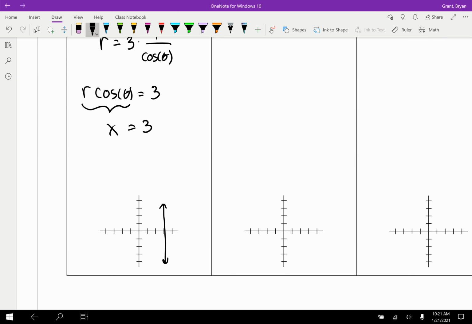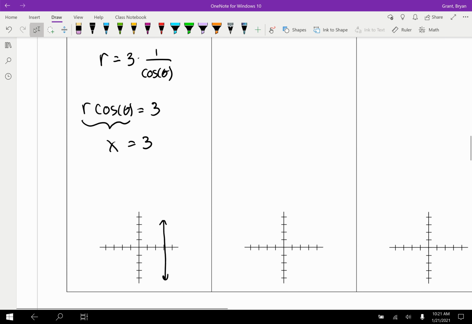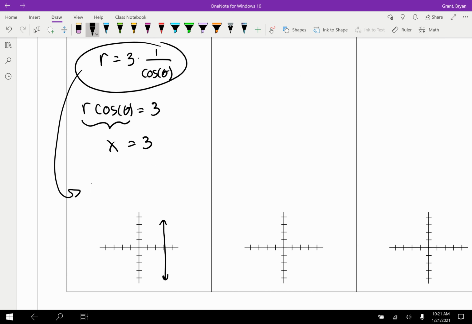Could we have seen that earlier? Yeah, I think so. I think if you put this together over here and you said this is r equals 3 divided by cosine of theta, just like with sine but different, we have our x-intercept now, and this is going to cause our line to go vertical.